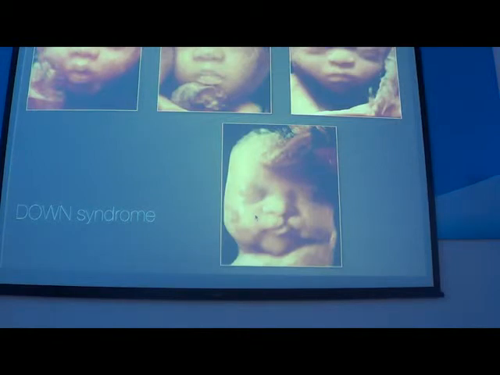So this is nice, but there is no real benefit, because if we have to do the diagnostic of Down syndrome, it's not to do it in the third trimester of the pregnancy, but to do it in the first or in the second trimester.